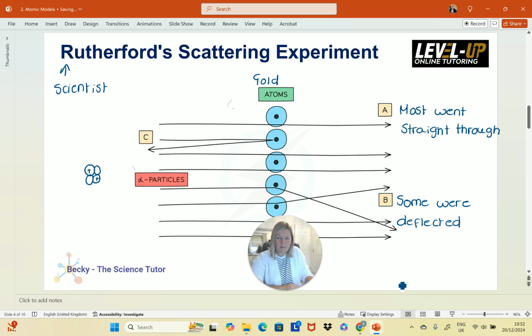And then the final one, up at C, he found that very few, and if you ever see numbers on this, it's 1 or 2 within hundreds of thousands that he fired, very few bounced straight back.